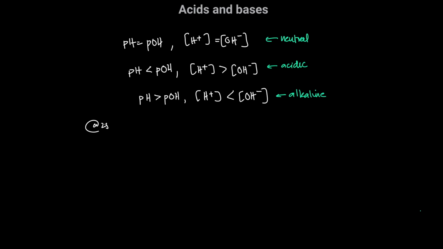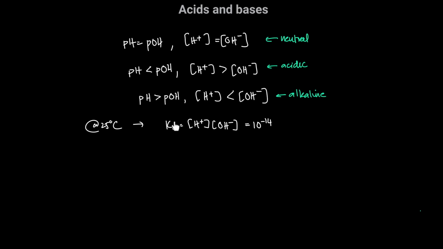Now, at 25 degrees Celsius, the product of the concentrations of H+ and OH- ions will always be a constant. At any given temperature, the product of H+ ion concentration and OH- concentration will be a constant. At 25 degrees Celsius, the product of their concentrations is equal to 10 to the power of negative 14 in any aqueous solution. That is known as the ionic product of water.